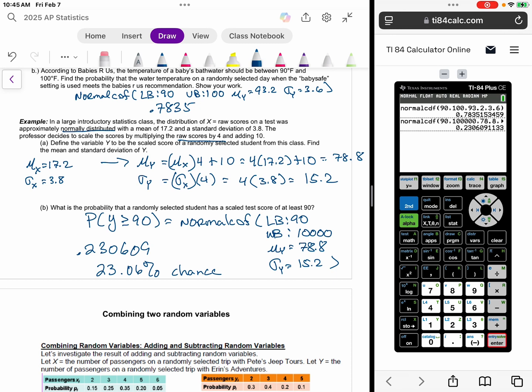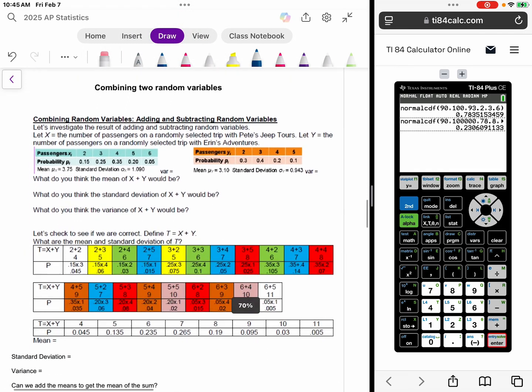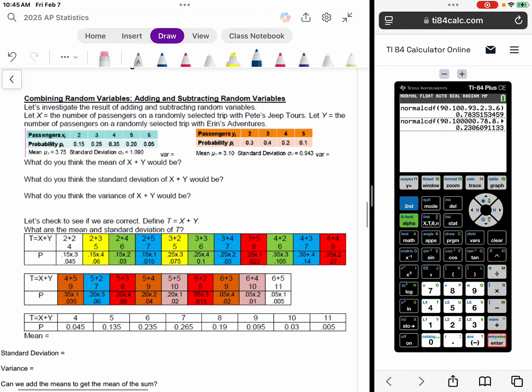Any questions so far? It's a long lesson. We're just partway through. We're doing a lot of transformations as we do things. Okay. Scrolling up. We're going back to Pete.